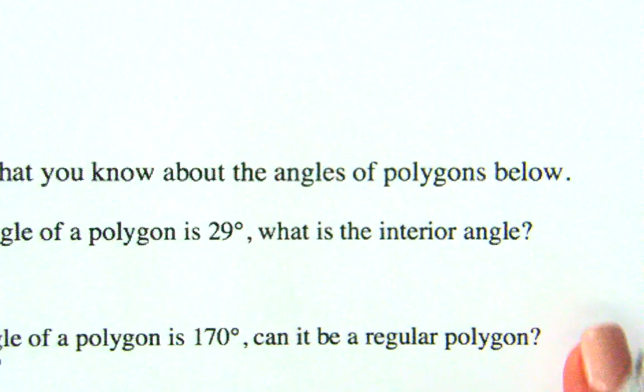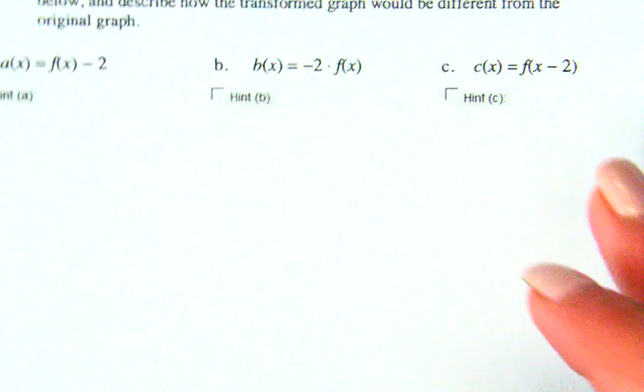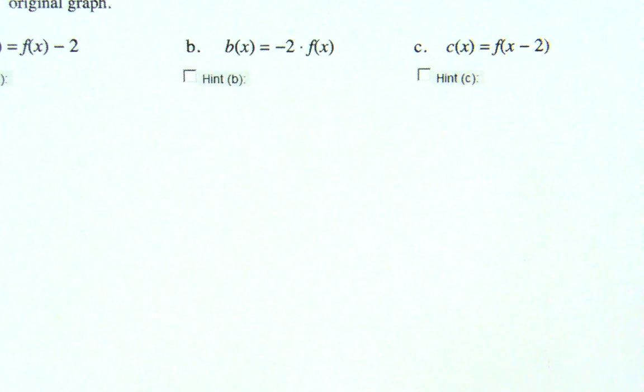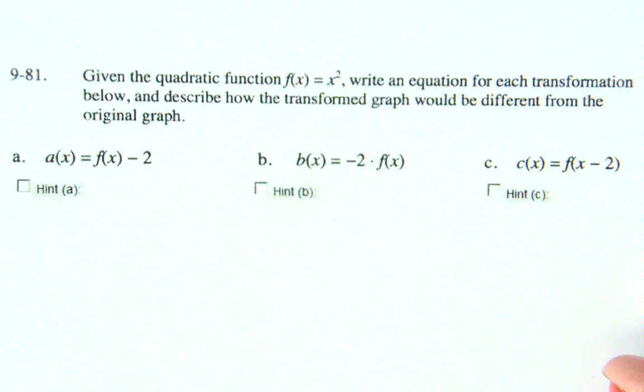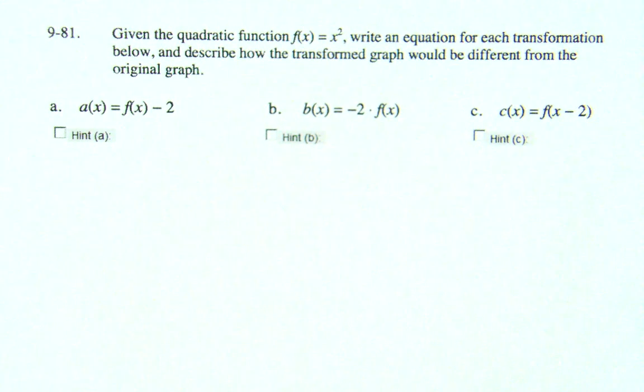Okay, all right, so that was 80. 81. Given the quadratic, sorry, I skipped 79 on purpose. It's really easy. You should be able to figure it out. Given the quadratic function x squared, write an equation for each transformation below. Describe how the transformed graph would be different from the original graph.